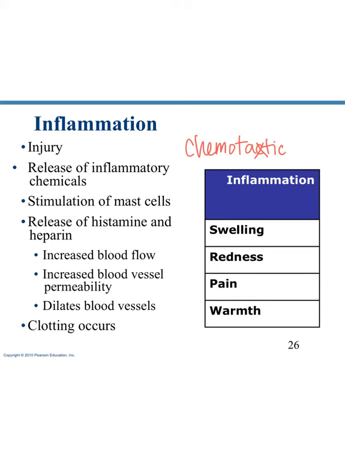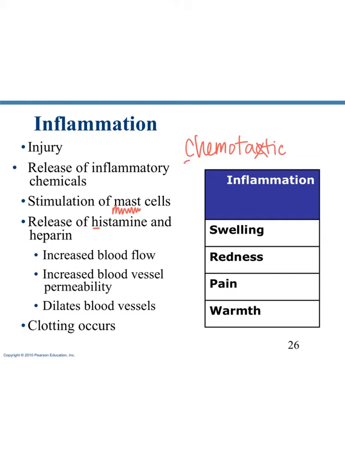One of the types of white blood cells that's going to come to the area are going to be what we call, once they enter the tissue, mast cells. And these mast cells have granules in them. And the granules have two different chemicals. Both start with an H. So histamine, which is a type of inflammatory chemical, as well as heparin. Heparin is a blood thinner or anticoagulant.